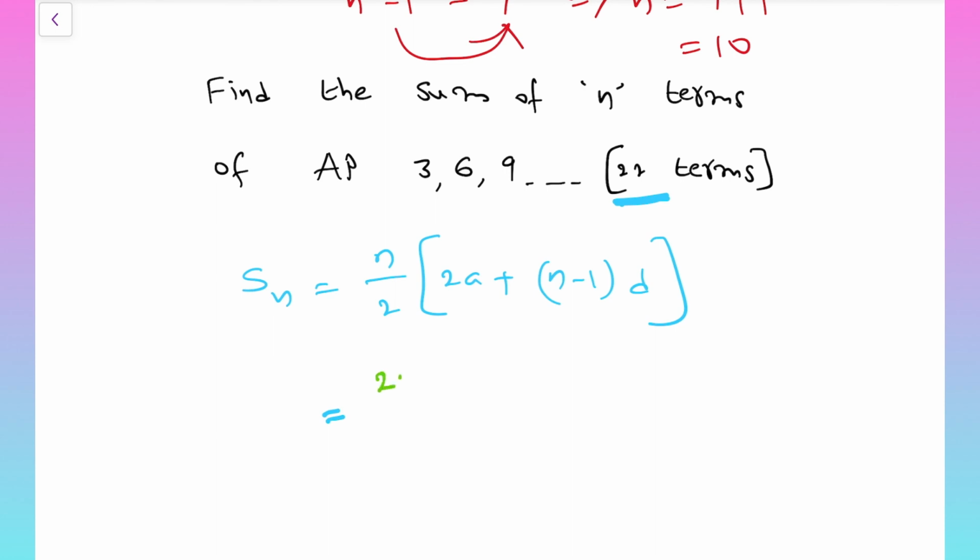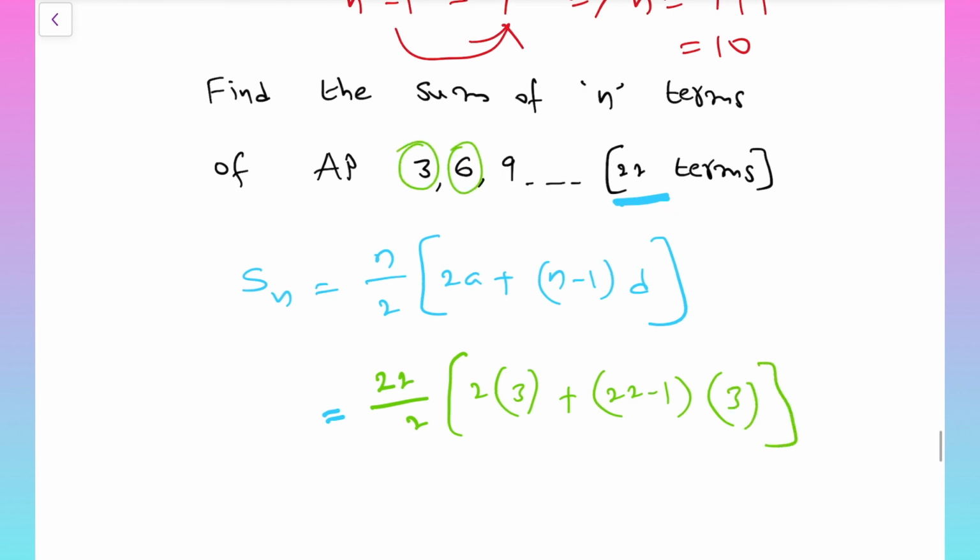The n value is 22 by 2 times (2 into the a value, the first term, that is 3, plus (n value 22 minus 1) into d, the common difference). Here the second term is 6 and the first term is 3. 6 minus 3 is 3. Let us simplify this calculation now.